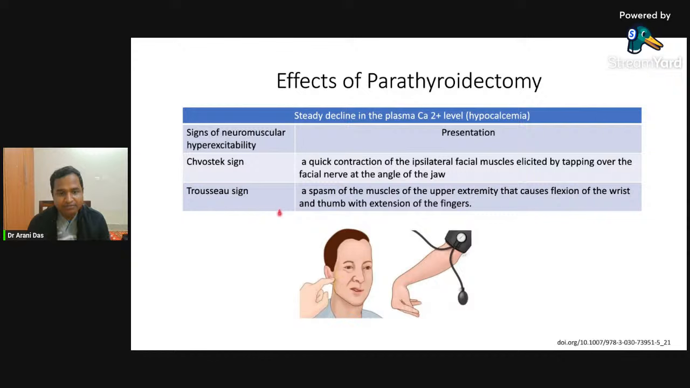Another sign is Trousseau's sign, in which there is a spasm of the muscles of the upper extremity, causing flexion at the level of the wrist, the thumb is also in flexed position, and there is extension in the fingers. That can be elicited by inflating the BP cuff, so that less blood supply is available to the hand, which can precipitate Trousseau's sign in case of hypocalcemia due to parathyroidectomy. These two cardinal features help us identify parathyroid features or hypocalcemic features.